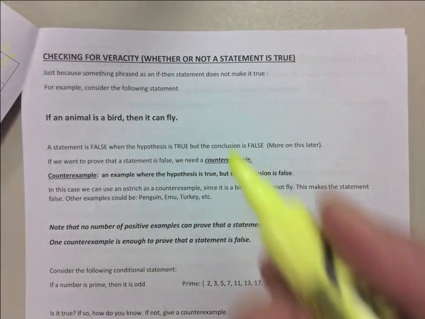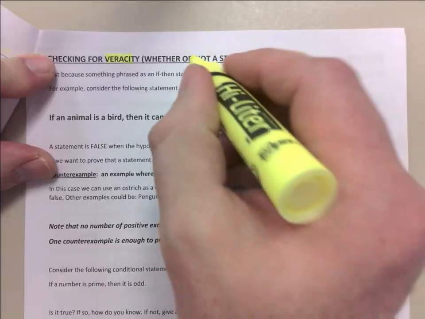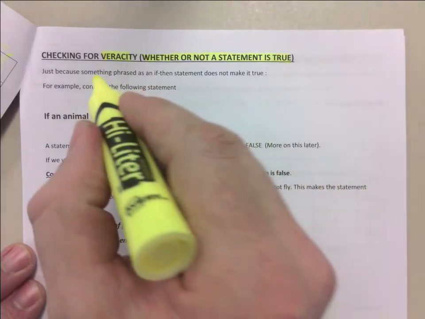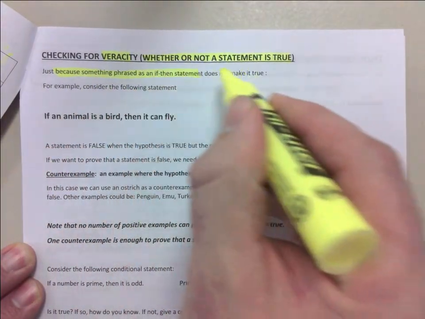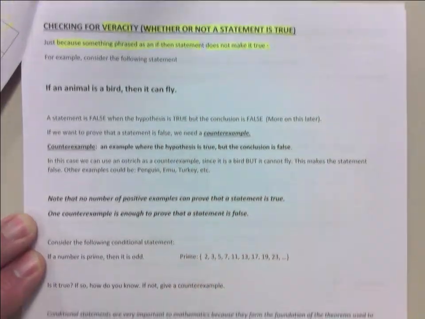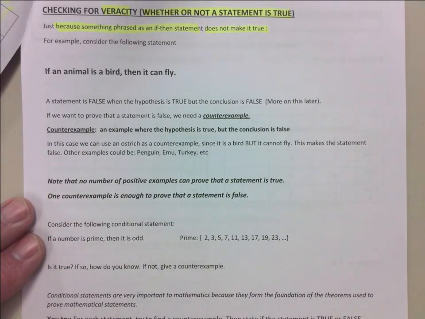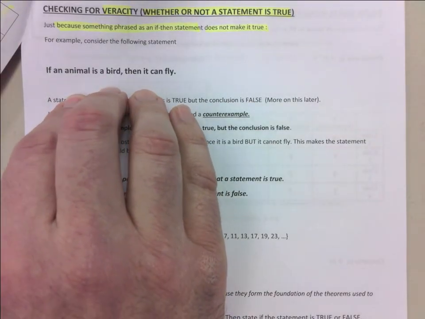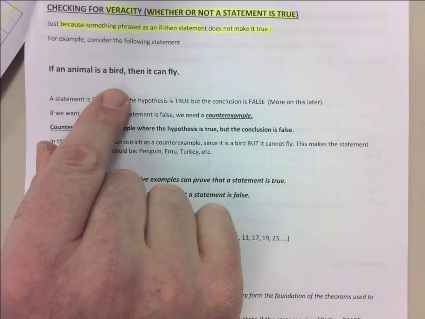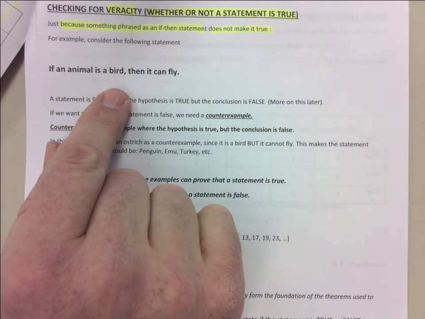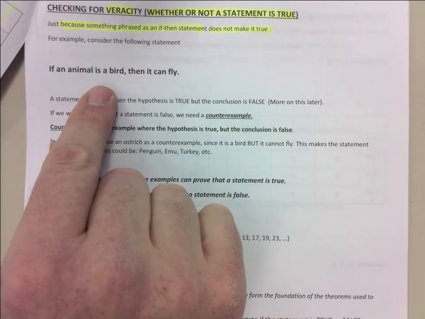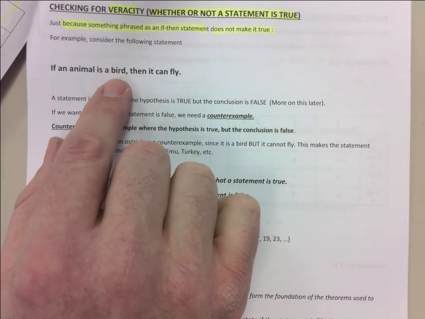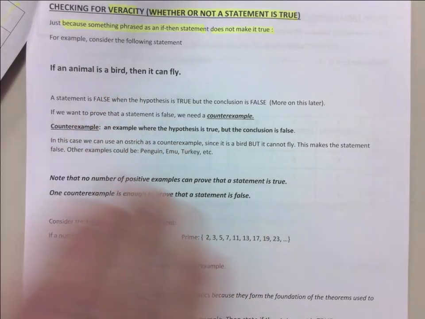Checking for the veracity, whether or not a statement is true. Just because something is phrased as an if-then statement does not make it true. For example, if an animal is a bird, then it can fly. Before we continue even, is this statement always true, or is there even one counterexample? Penguin is a bird, cannot fly. So it's actually a counterexample to this scenario here. So technically the statement is false.